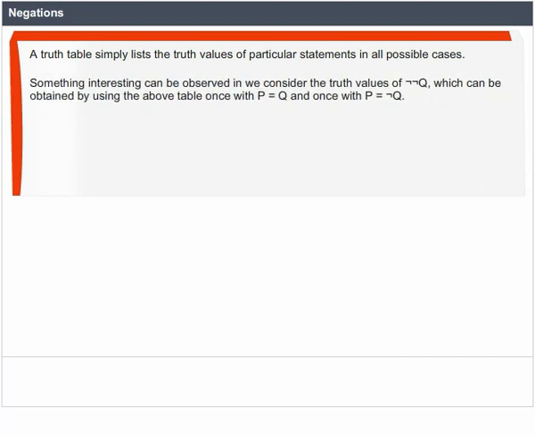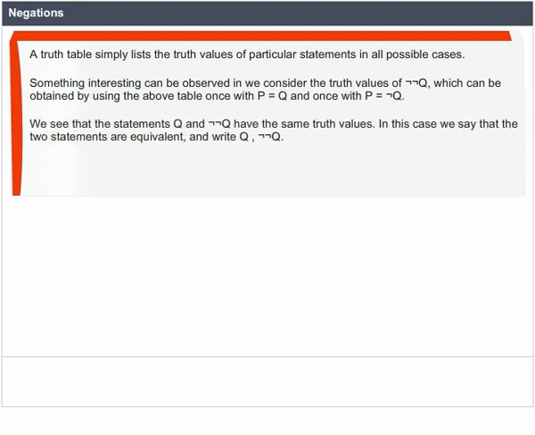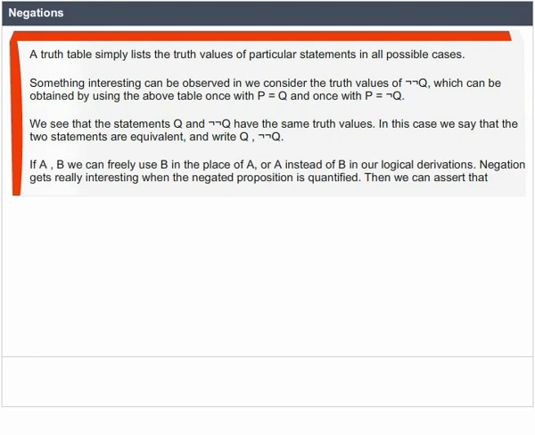Something interesting can be observed if we consider the truth values of Q, which can be obtained by using the above table, once with P if and only if Q, once with P equal to not Q. We see that the statements Q and not not Q have the same truth values. In this case, we say that the two statements are equivalent and write Q is equivalent to not not Q. If A is equivalent to B, we can freely use B in the place of A or A instead of B.